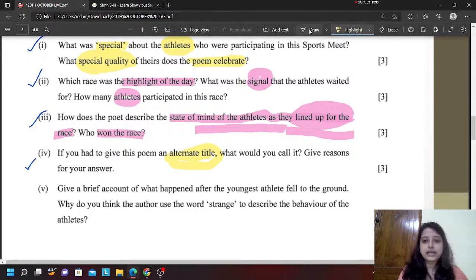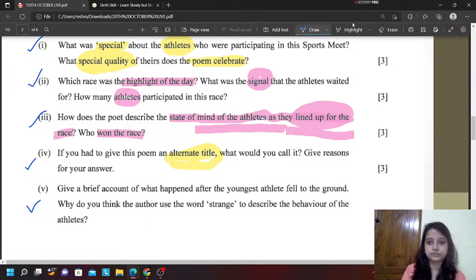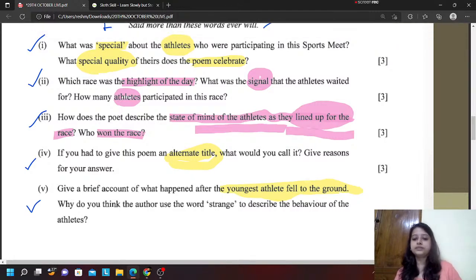Next, we will move to the last question from here, which is: give a brief account of what happened after the youngest athlete fell to the ground. After the youngest athlete fell to the ground, what happened? This question is already answered, somebody has already answered before. It is a 4-mark question, so 2 points need to be written for the first part of the question, brief account.